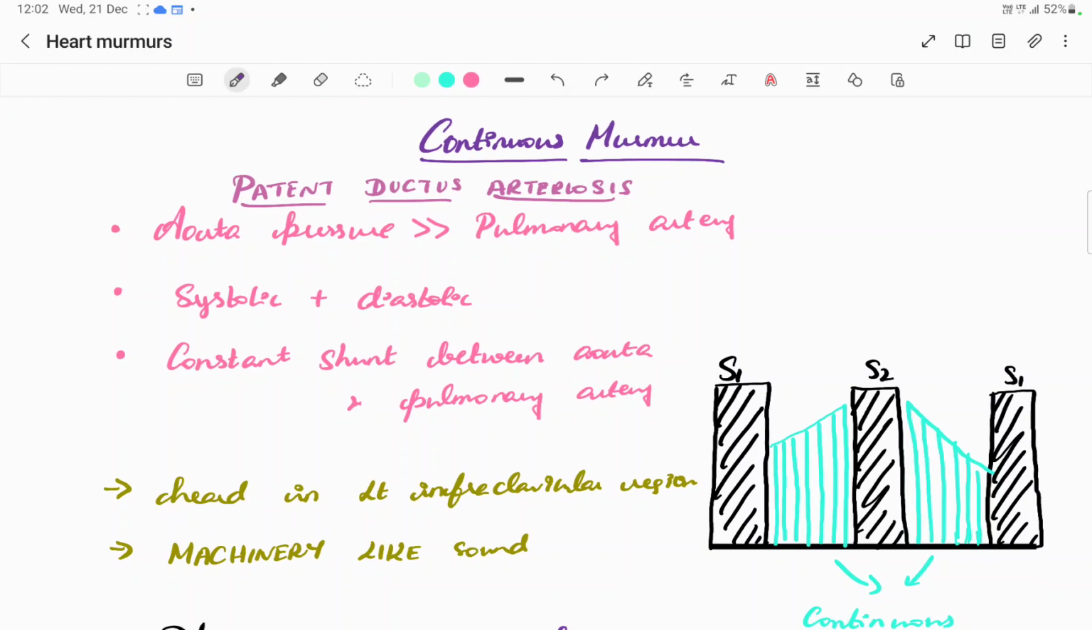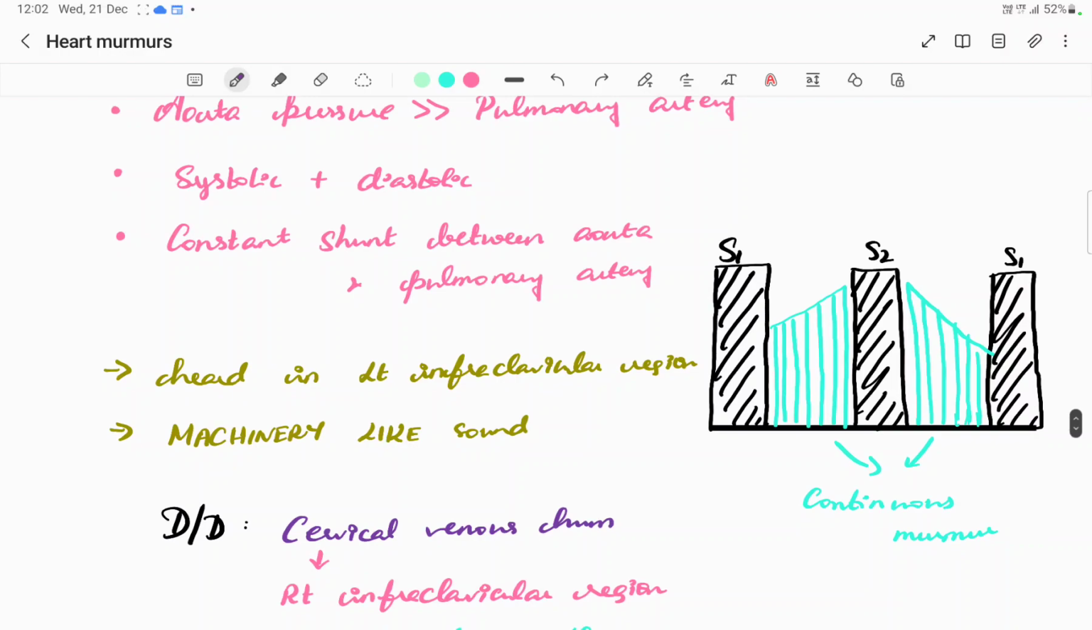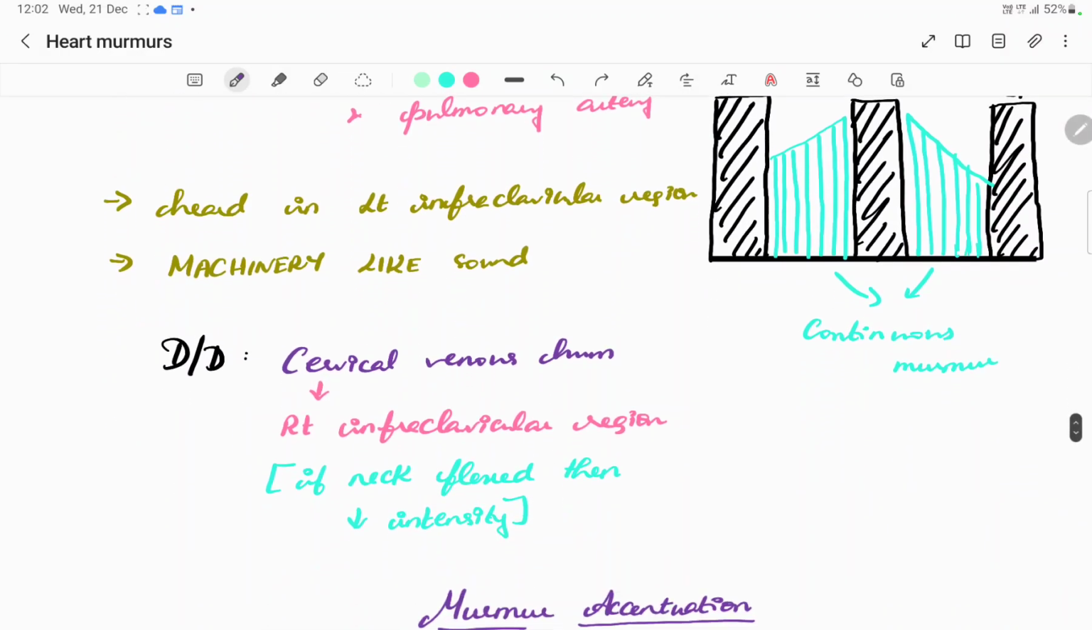Coming to continuous murmurs. The main example will be patent ductus arteriosus, wherein there will be more pressure in the aorta than in the pulmonary artery. So what will happen? There will be a constant shunt between the aorta and the pulmonary artery. So from S1 to the next S1, we hear a murmur. That is the continuous murmur. It is not just systolic or diastolic; we hear the murmur in both. This is normally heard in the left infraclavicular region, and this is a machine-like sound. We already saw patent ductus arteriosus is going to sound like a machine.